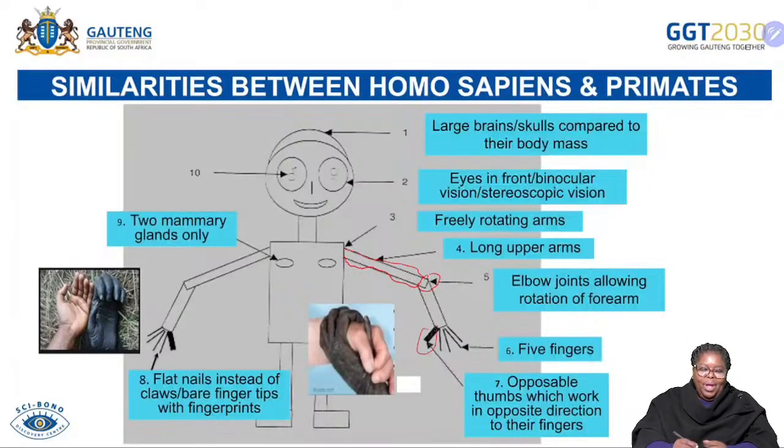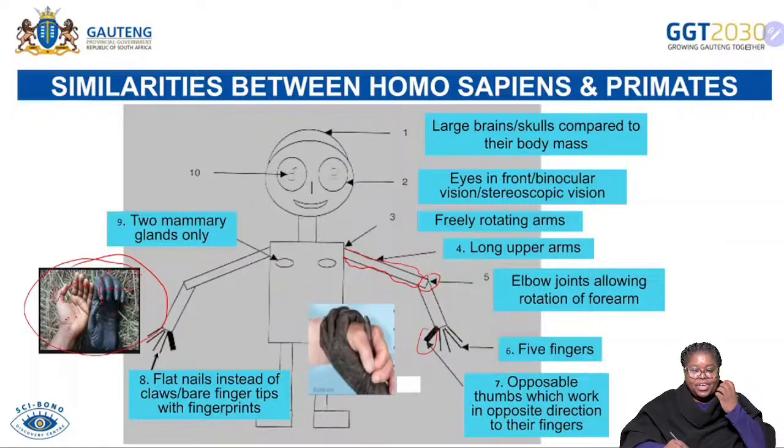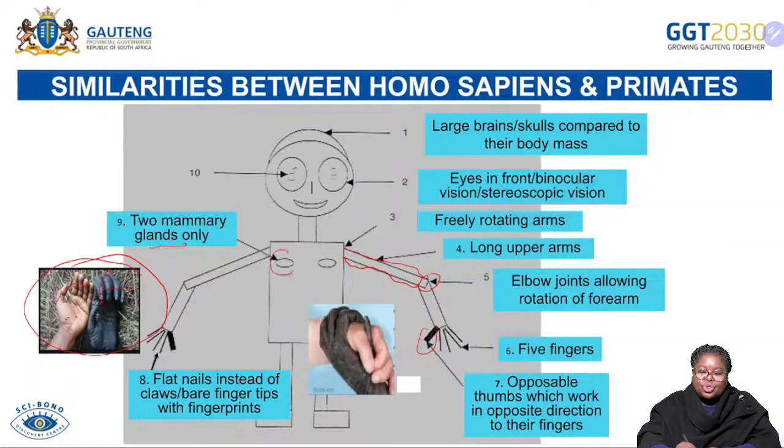Right? Now, look at this picture here. These are other primates. This is you. So the hands look similar because we've got what? Fingers. We've got what? Opposable thumb, which work in opposite direction to the other fingers. Okay? Now, all Homo sapiens and primates do have what? 2 mammary glands. 2 mammary glands, right?